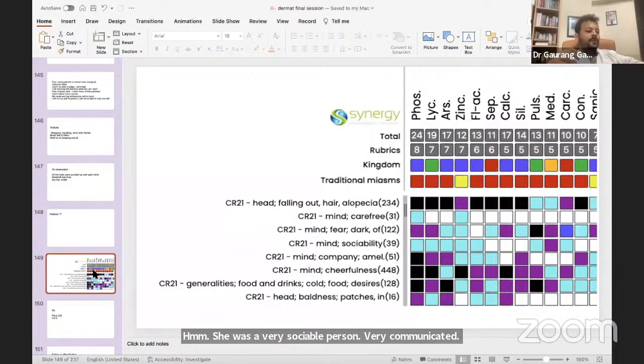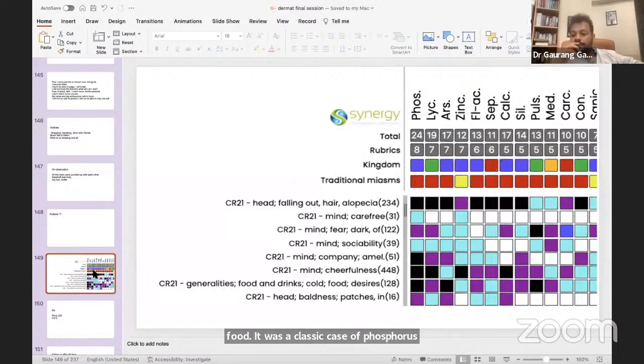very communicative, very loquacious, a kind of person who could connect to anyone, who was very sympathetic, very compassionate, very friendly, who had a lot of fears of being alone, of thunderstorms, and who loved company, wanted to be with company, with a lot of desire for cold drinks, ice cream, cold food. It was a classic case of phosphorus.